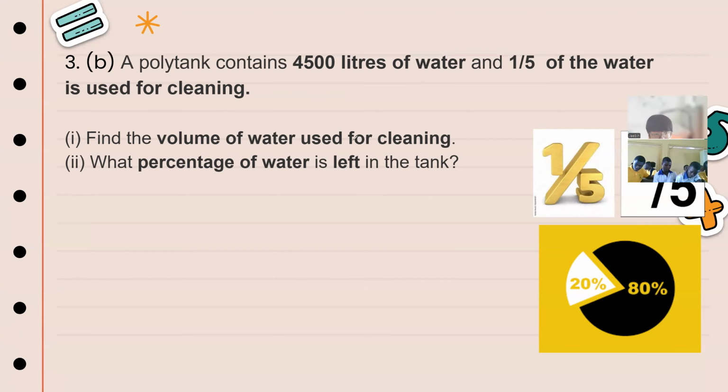Here we're finding the volume of water used for cleaning. So it's 1/5 of 4,500, right? So what is 4,500 times 1/5? And that will be our answer.